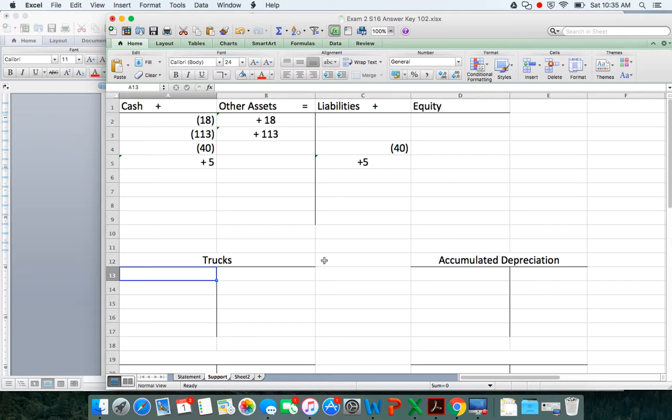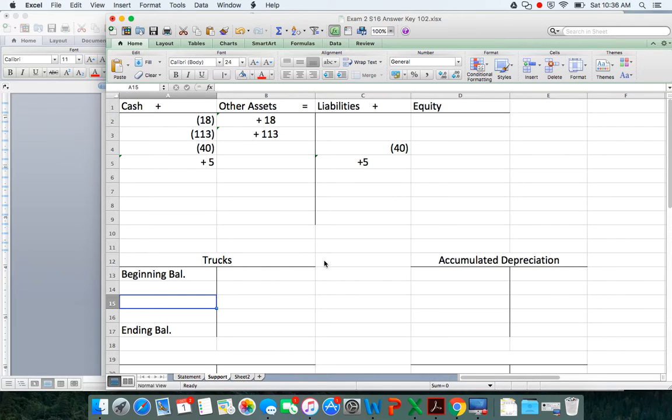All right, so trucks. Let's think about trucks. I know every year if we have trucks, they're going to start with something. They're going to have a beginning balance in that account. It's going to be a debit balance because it's an asset account. It's also going to end the year with some sort of balance, an ending balance in this account. Then what I want to think about is what would make this account go up and what would make this account go down.